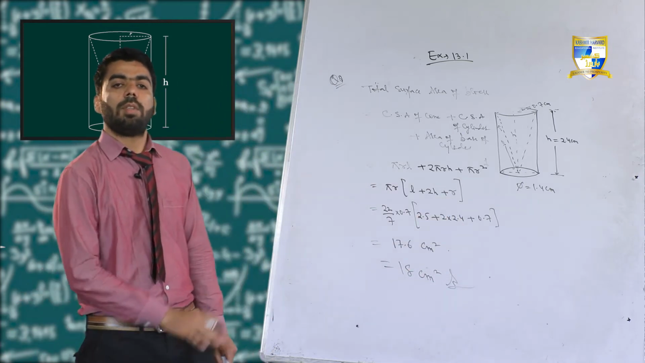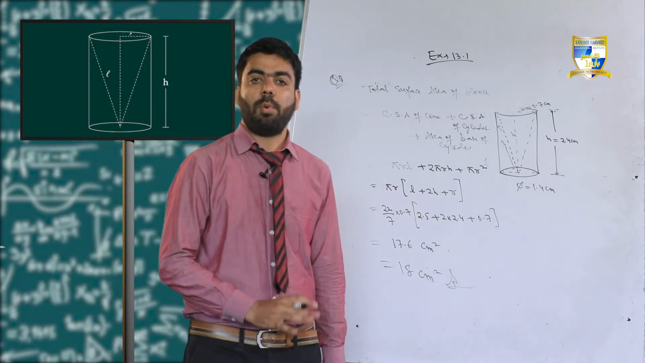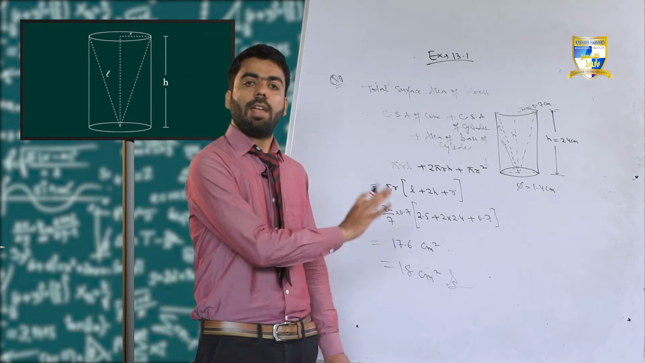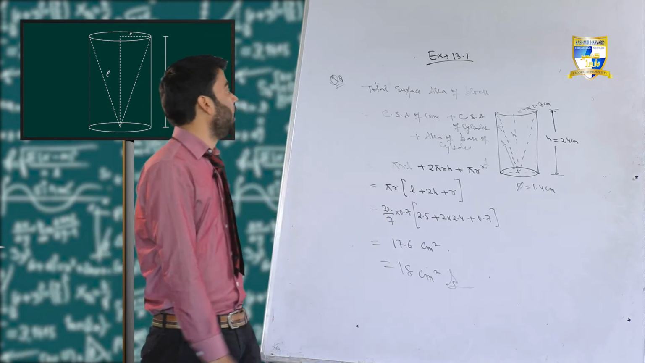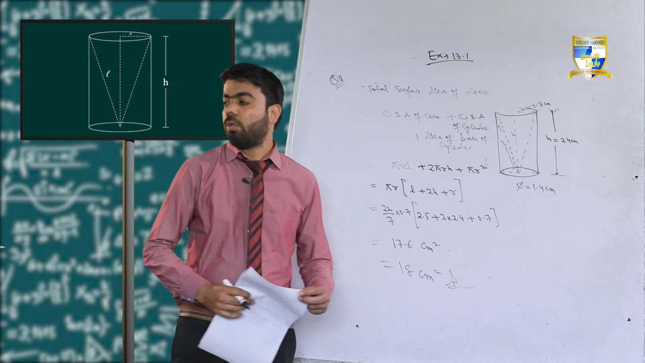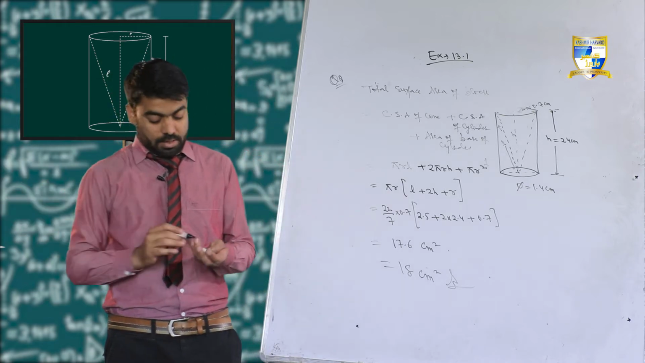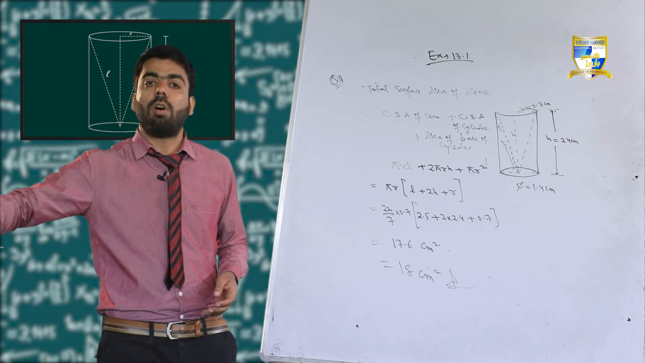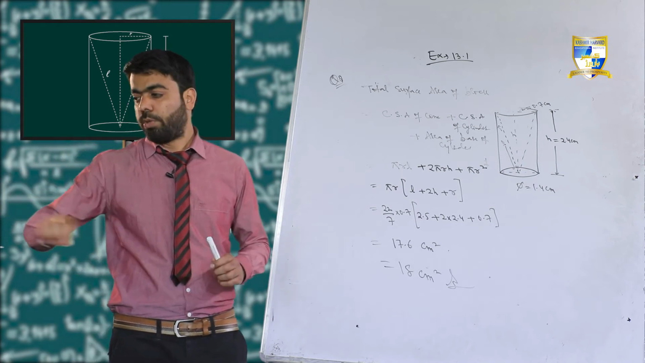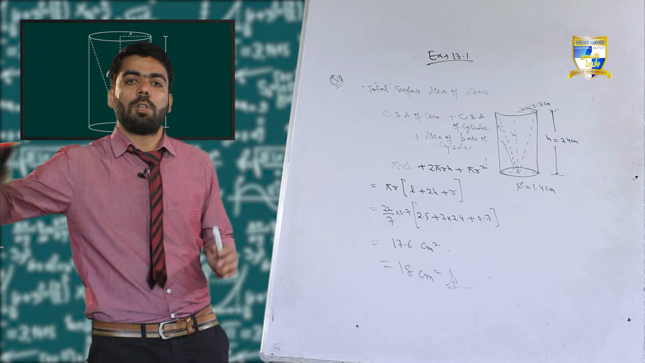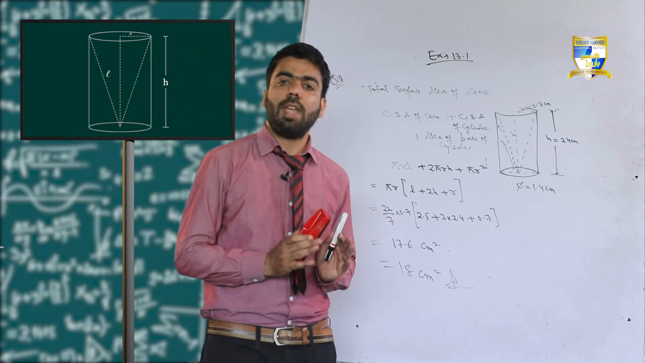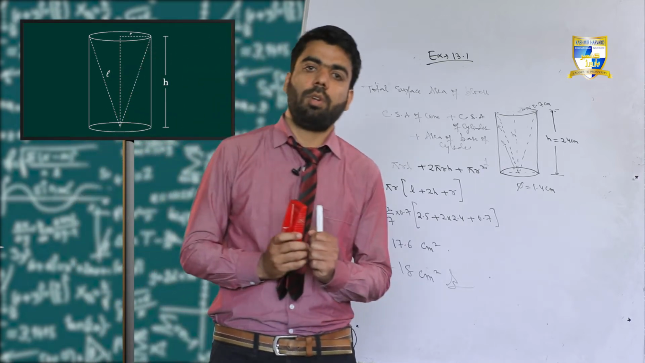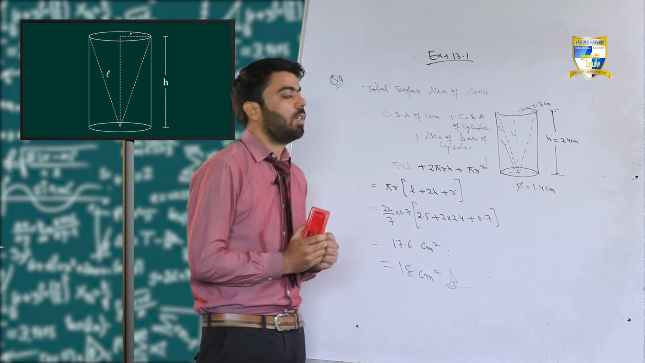Done. This is all about exercise 13.1. We have concluded exercise 13.1, and now let us move on to exercise 13.2, which is totally based on finding volumes. Exercise 13.1 was based on surface areas, and exercise 13.2 is based on volumes.